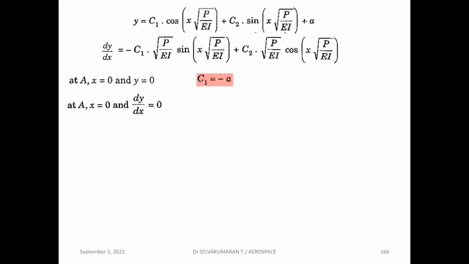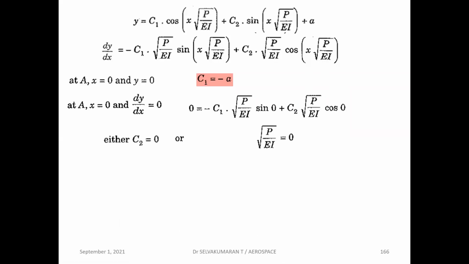At A, x is equal to 0, slope is also 0. In the slope expression you substitute dy by dx to be 0. Okay, sine 0 is 0, and C2, cos 0 is 1. Sine 0 is 0 here, C1 is minus A. So here, either C2 or root of P by EI is equal to 0. But root of P by EI cannot be equal to 0 because we are adding a load. The column is made up of some material, definitely will have a Young's modulus, and it has got a certain cross section, so area moment of inertia will be there. So root of P by EI cannot be equal to 0, but C2 can be equal to 0.